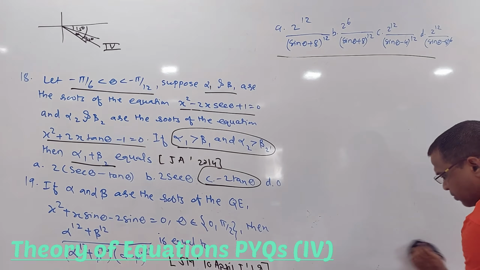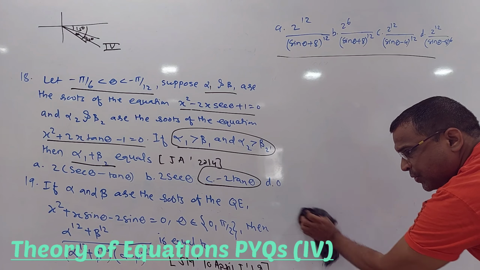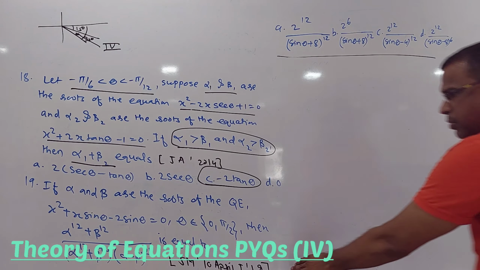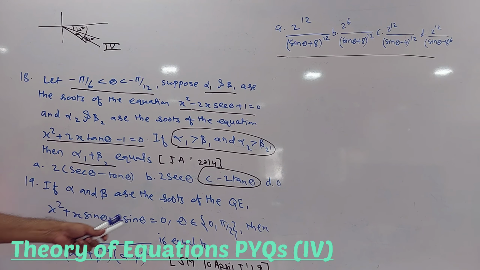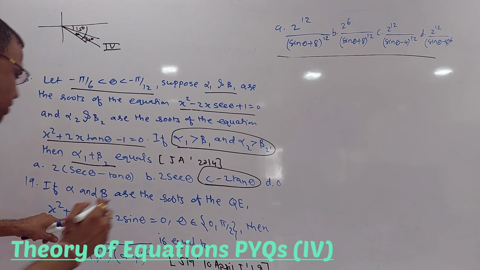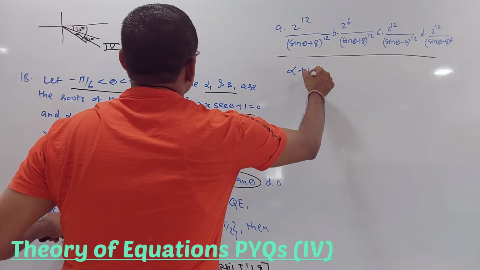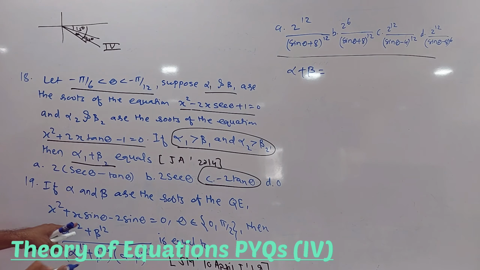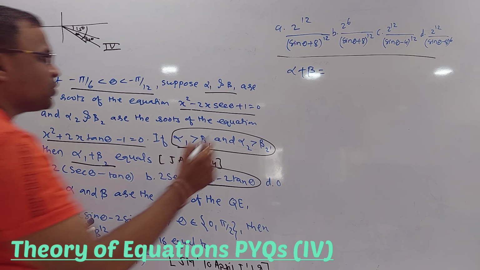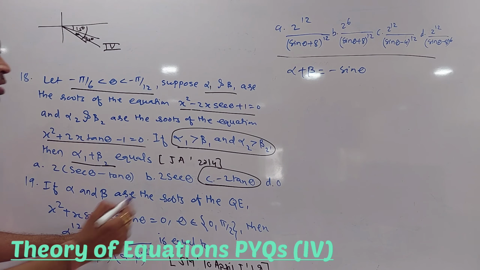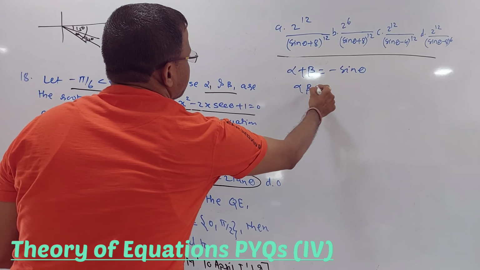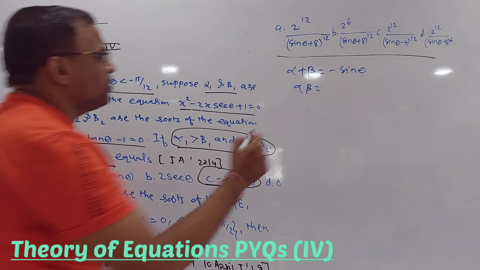That's a good question, the 19th question of the series. This is 10th April, first shift 2019. The options are here. Alpha and beta are the roots of the quadratic equation. So let me check the sum of the roots: alpha plus beta, since it's in x, is minus sin theta. The product of the roots is c by a, so minus 2 sin theta.